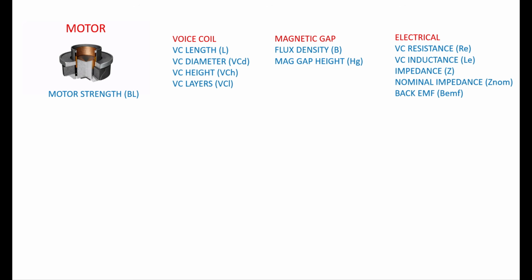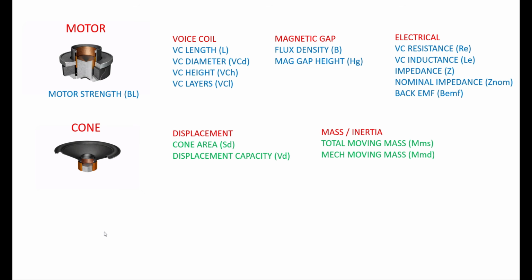Excuse me. Then if we move on to the next one, which is the cone, really what we're looking at there is how much air the cone can move. So displacement capacity, which is VD, or the cone surface area, and things like the weight of the cone, or what we call the moving mass, the cone and the suspension, because that has a bearing on the amount of inertia that the speaker has, and those types of things. So we have some measures around total moving mass and what we call mechanical moving mass.